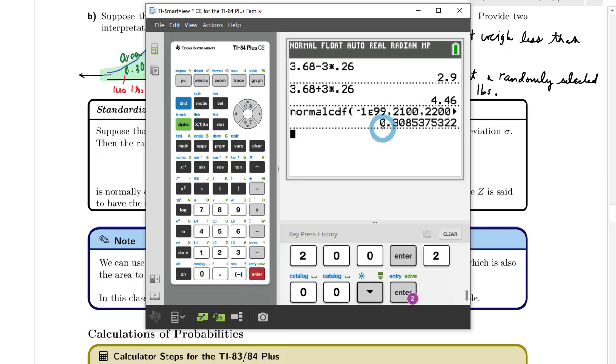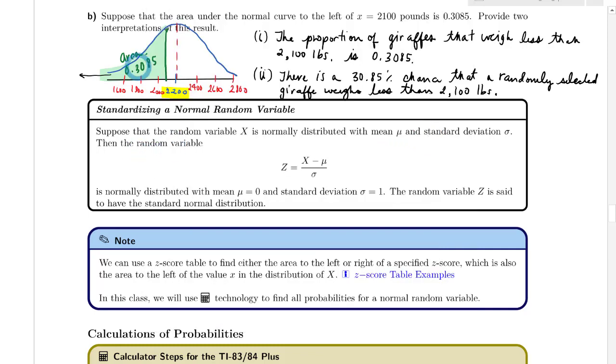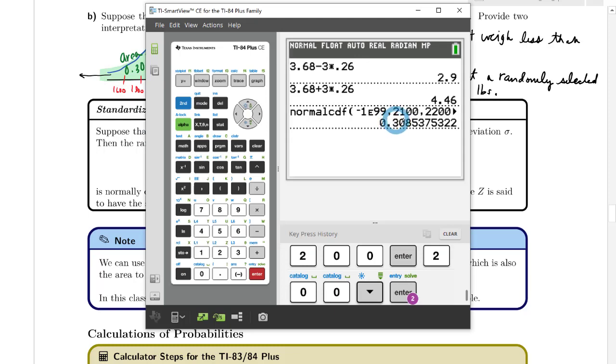So if I go over here to my curve, whoa! I didn't make that up. I know that's what you guys think most of the time. I did not make it up. It is in the calculator, and this is the area underneath the curve to the left of 2100 for our curve. So for the normal CDF, if you're doing area to the left, you'll have to do -1 E99. If you're doing area to the right, this just ends up being positive. So you're just going to move left to right.